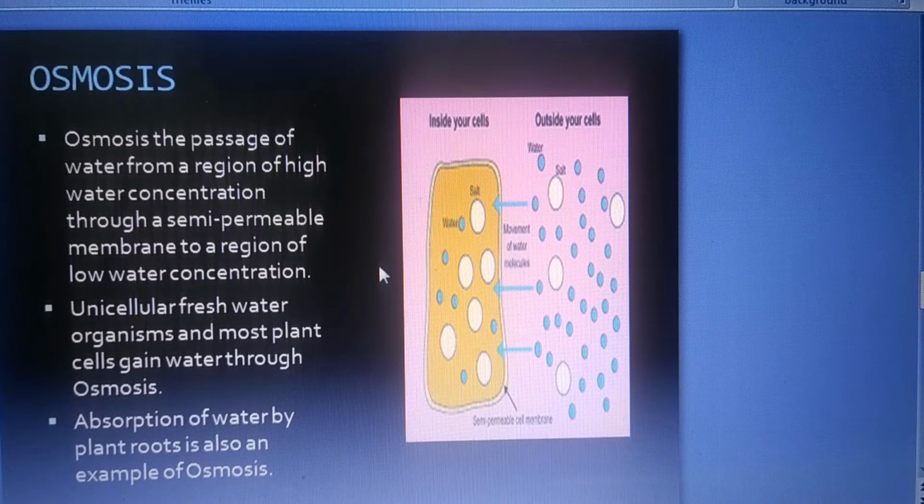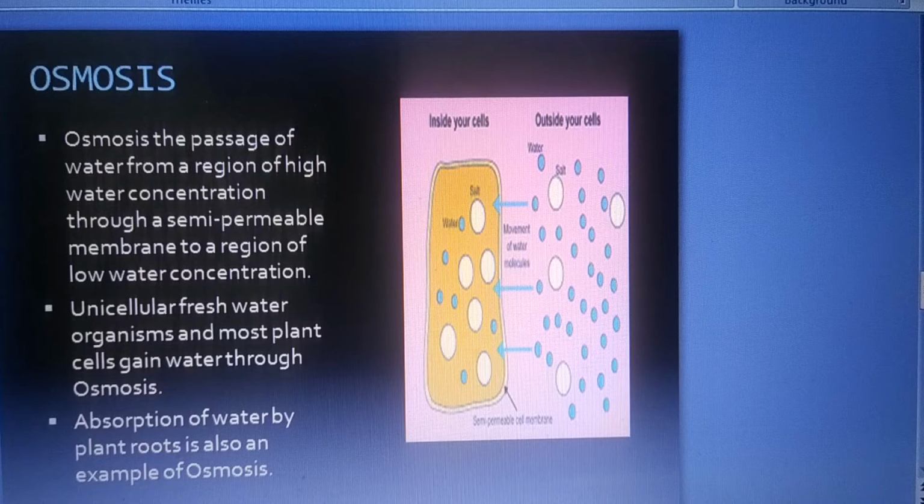As an example, unicellular freshwater organisms, that is, unicellular ones like amoeba and paramecium, which live in fresh waters like lakes, pure water. Water entry into their body takes place through this osmosis. Then, as I just explained, the absorption of water by plant roots is also an example of osmosis. So there are two processes we have studied: one is diffusion, another one is osmosis.